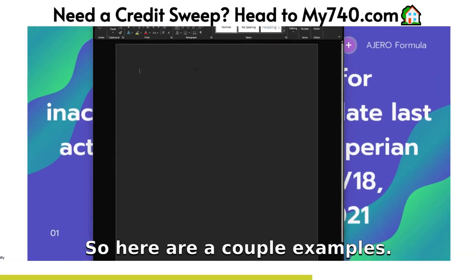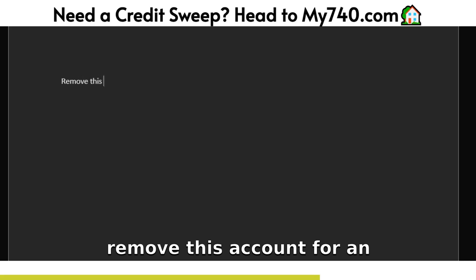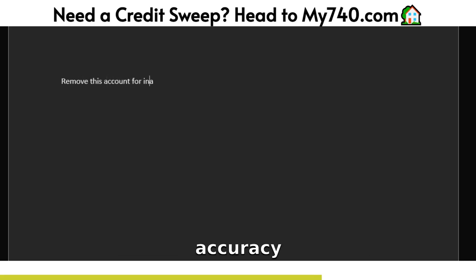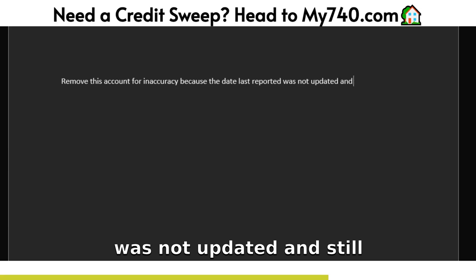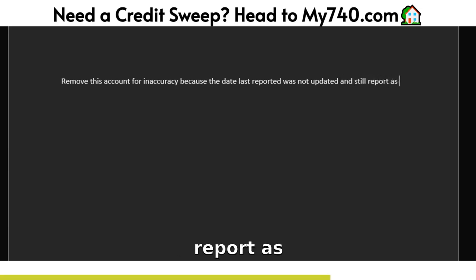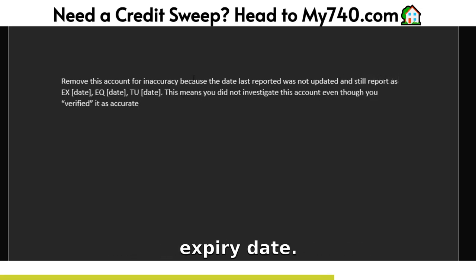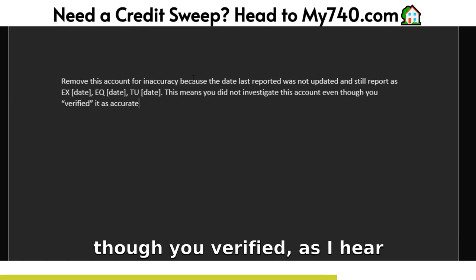Okay, so here are a couple examples. Let's say that we are disputing a Capital One charge off. So we can say remove this account for inaccuracy because the date last reported was not updated and still reports as, we would go and put the dates, Experian date, Equifax date, TransUnion date. This means you did not investigate this account even though you verified as accurate.